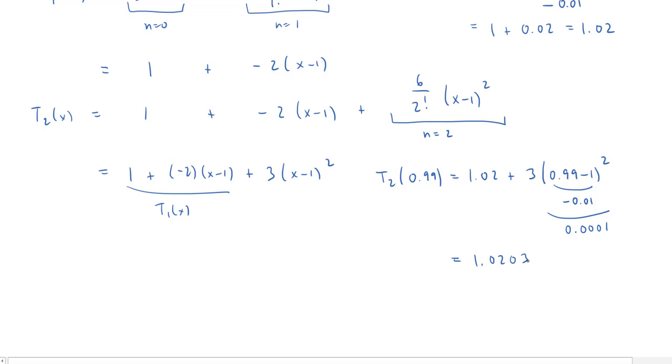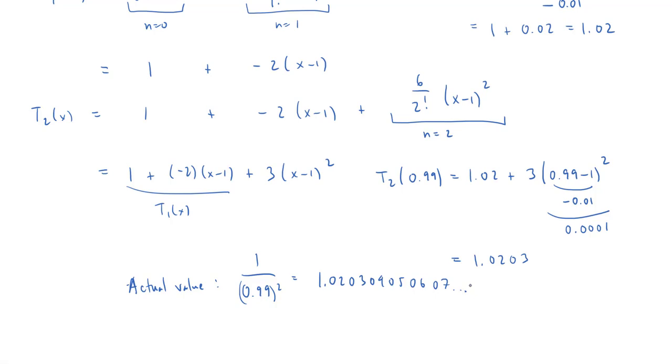Granted, that may be nothing like the actual value, but if we put it into a calculator, the actual value of 1 over 0.99 squared is, well, 1.0203, and then something really funny happens. You get 04, 05, 06, 07, and it actually keeps going like this for quite a while. It's kind of a funny number to play with, and you might even use these Taylor polynomials to try to figure out why it's going to happen this way.